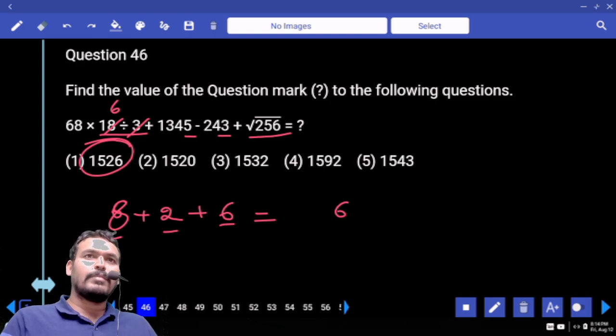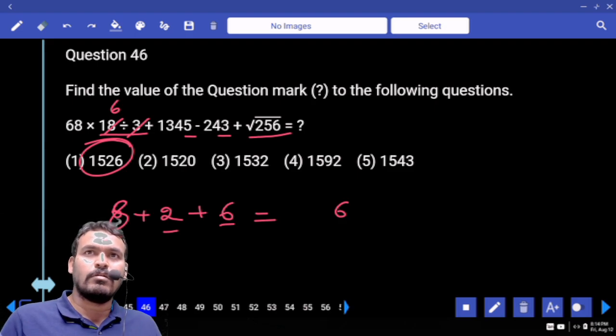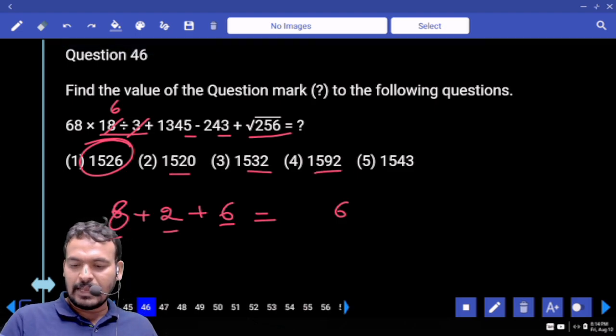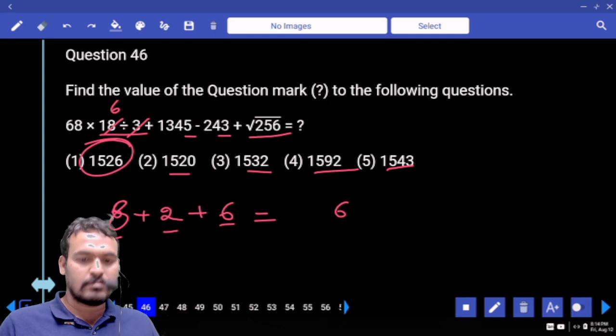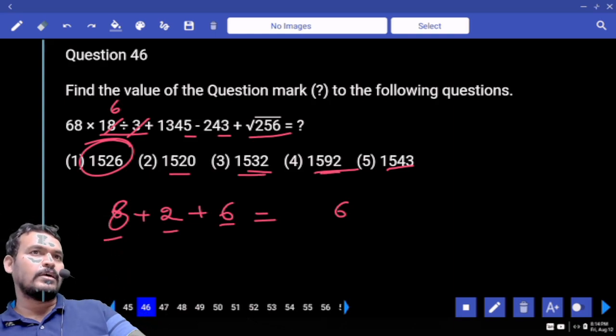Because all are in plus minus or not? The entire question depends on the units position or not? All the options have different ending values or not? But two options are the same or not? Okay? First verify the units position.